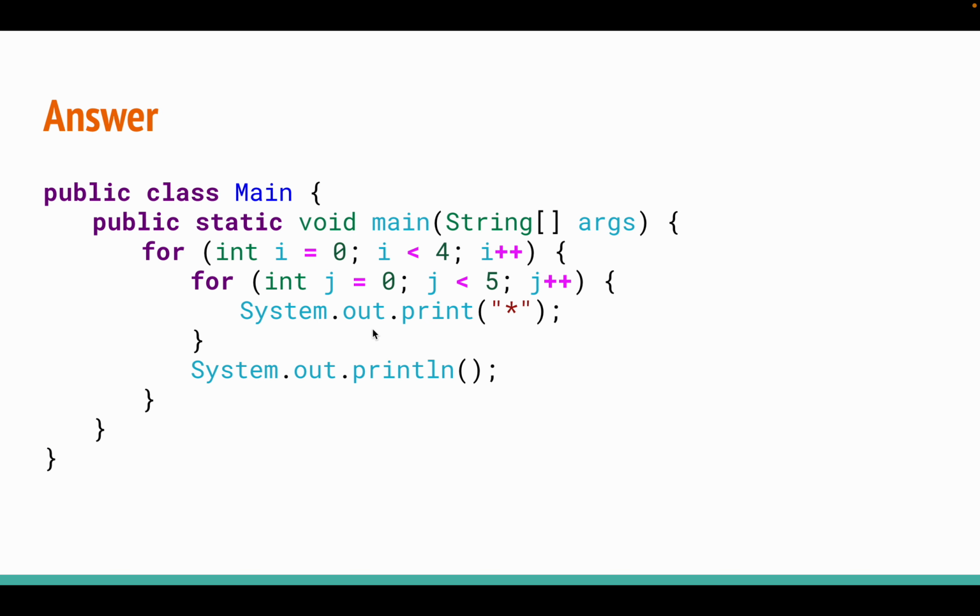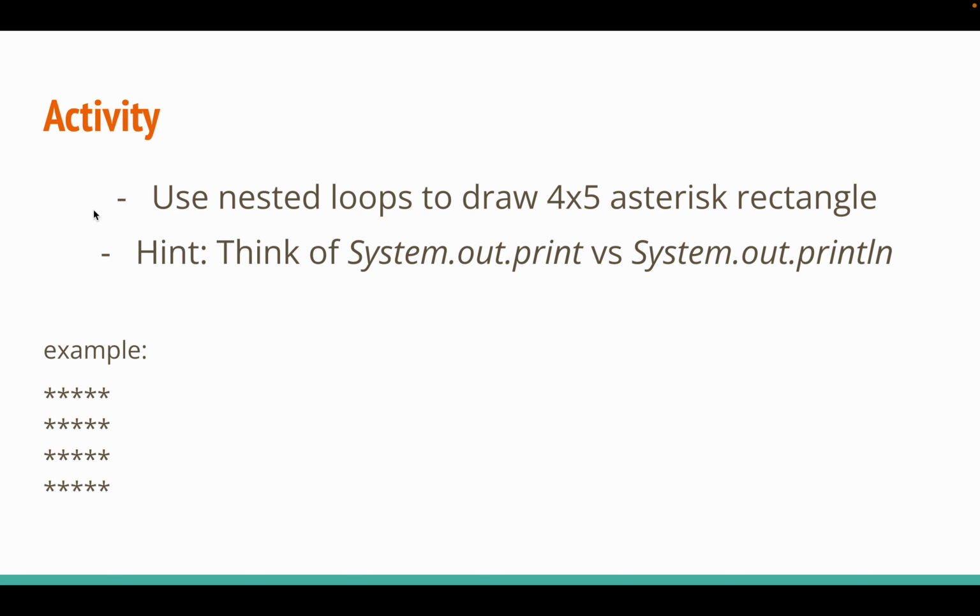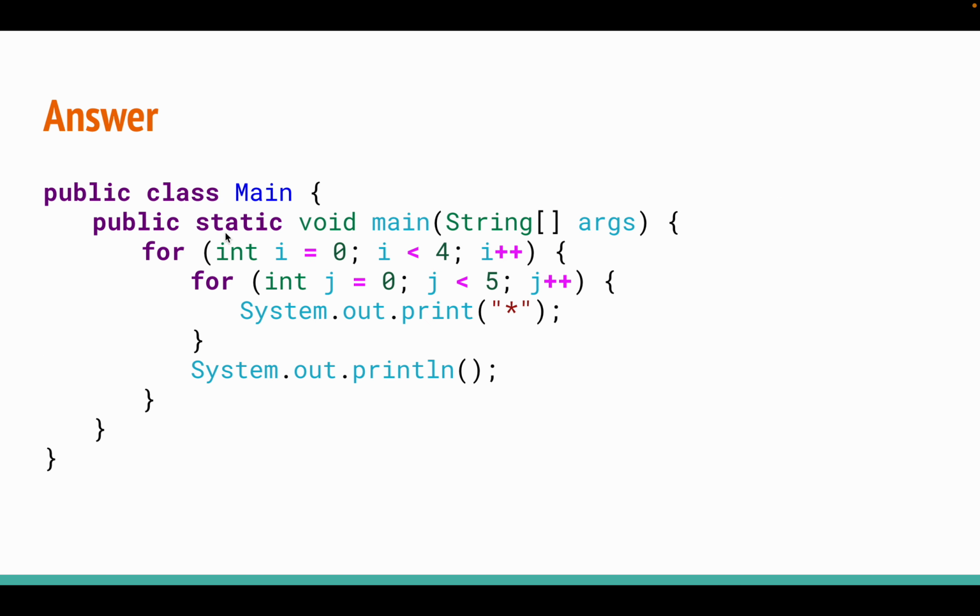Okay, now let's go over the solution. So over here, we're using nested for loops, and as you can see, the outside loop is for the number of rows that we're going to have, the 4 rows. We're going to go from 0 all the way until 3. So 0, 1, 2, 3 is going to make 4 rows.